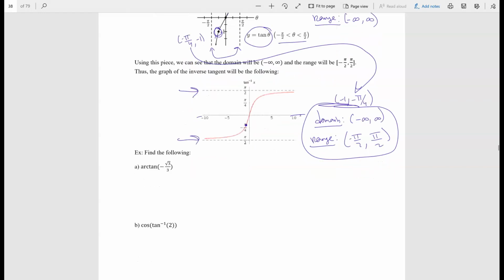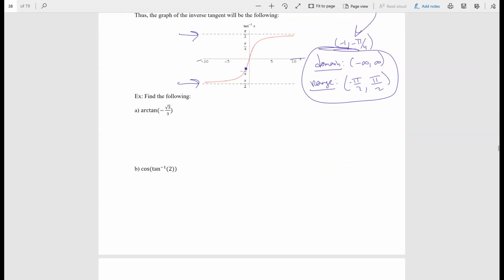Now let's jump right into two examples. Here I have: find the following. Arctangent of negative square root of 3 over 3. Notice here that the range, all of the possible values, is going to be from negative pi over 2 to pi over 2. So if you think about it, you're only going to be in quadrant 1 and quadrant 4, and these endpoints are not included, so they're undefined at that point.